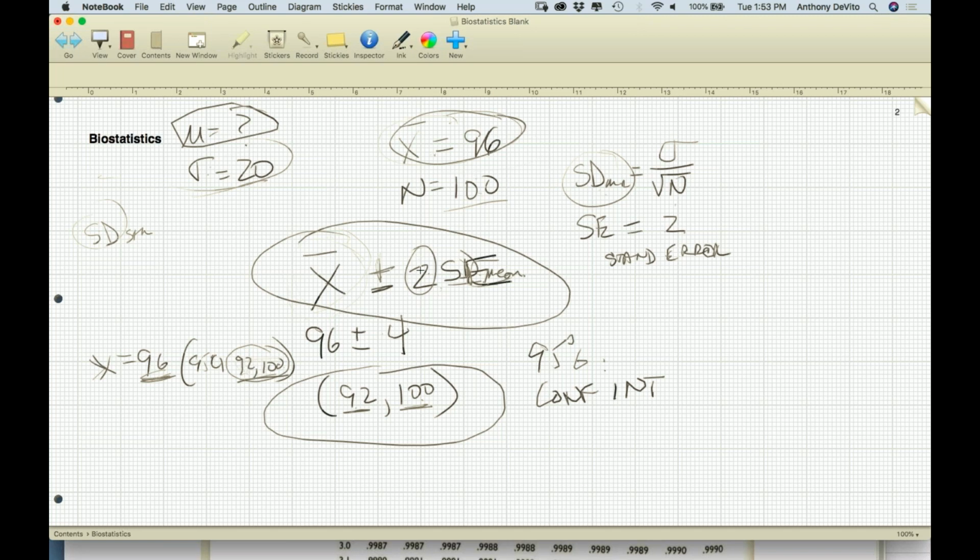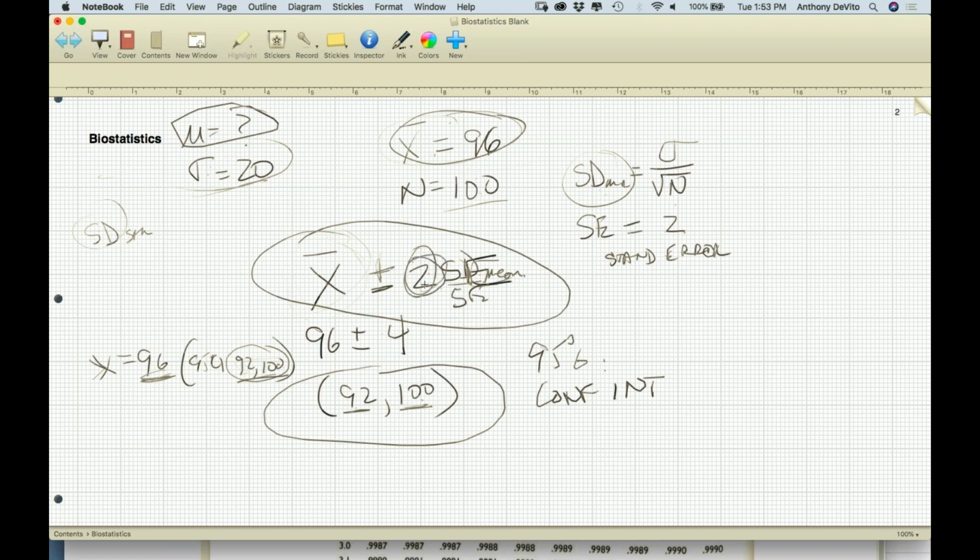Okay, so now I'm going to ask you a quick question. Yes? You beat me to it. I was going to ask a question, you beat me to the question. Yes? What do you mean with the 4? We got the 4 from 2 times the standard error. That's 2 standard deviations, right?